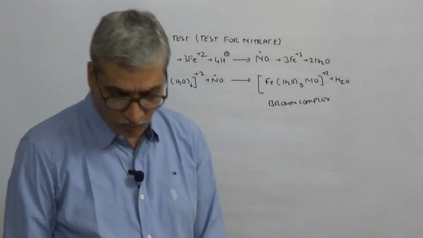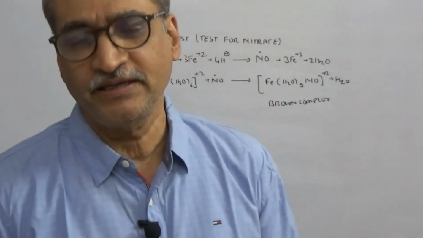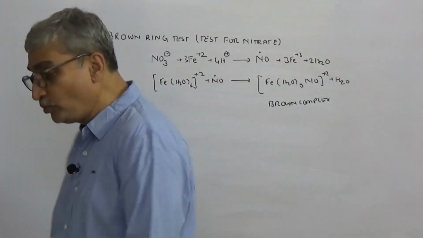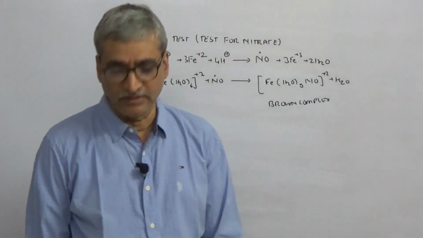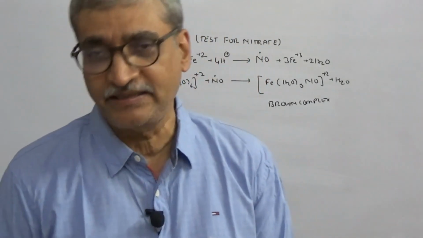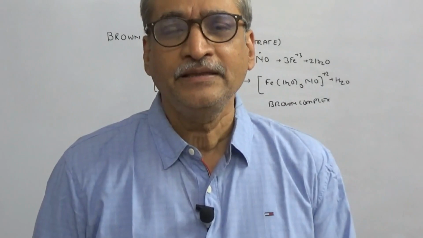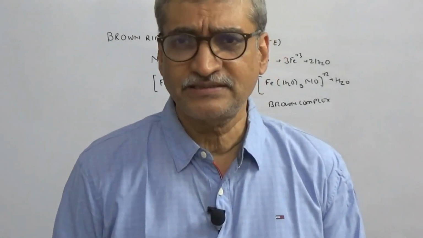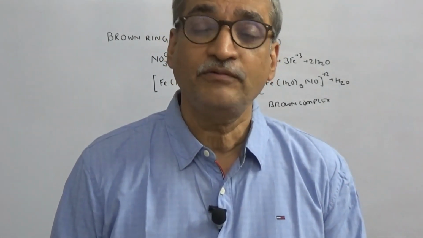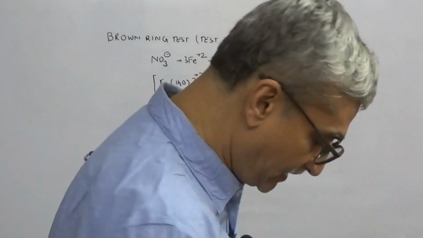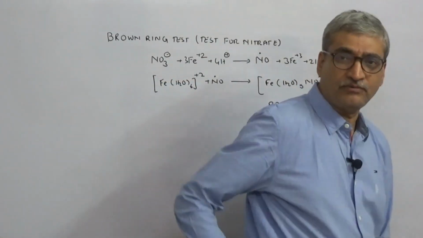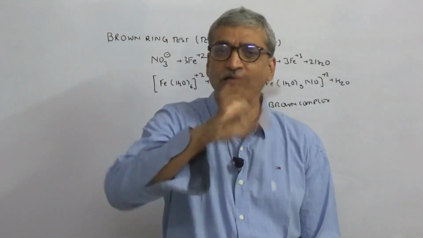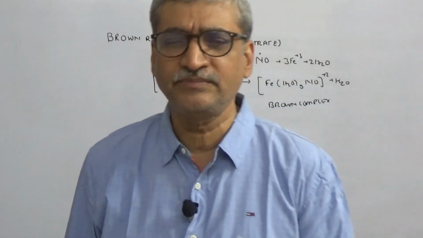Actually, this is a part of your qualitative analysis of 11th and 12th, the test for nitrate. How do we go about doing the test? We'll understand and then look at the theory part of it. Suppose we have nitrate, NO3 minus. Then we add sulfuric acid to that. We add freshly prepared ferrous sulfate. And if there is nitrate, we get a brown ring. This has to be carefully added because if you shake a little, the brown ring gets disturbed and the solution becomes colorless.